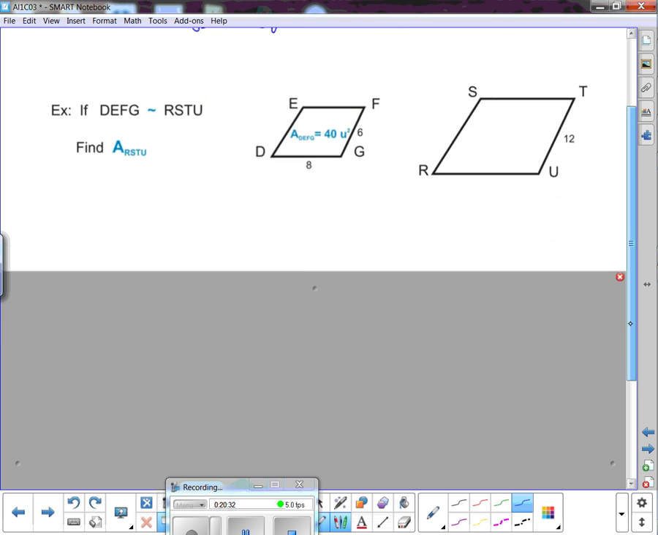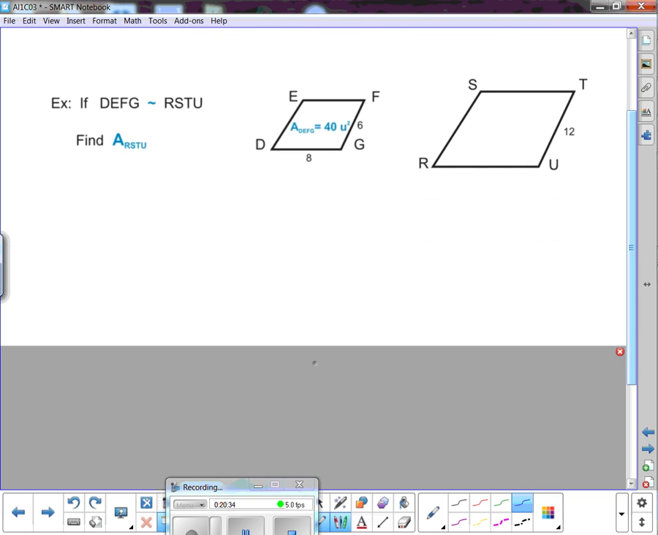Okay, so here's a quick example. We have two quadrilaterals. Notice it tells us the area of quadrilateral DEFG. You name the vertices and go in order. Okay, and we want to find the area of RSTU. I'm going to make a proportion.